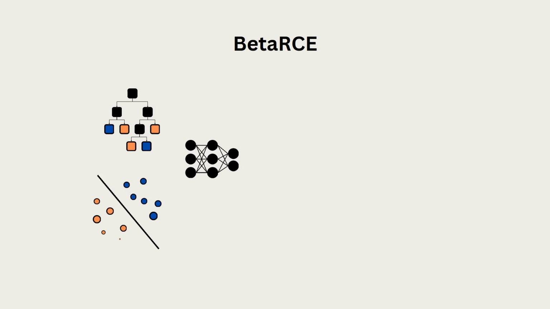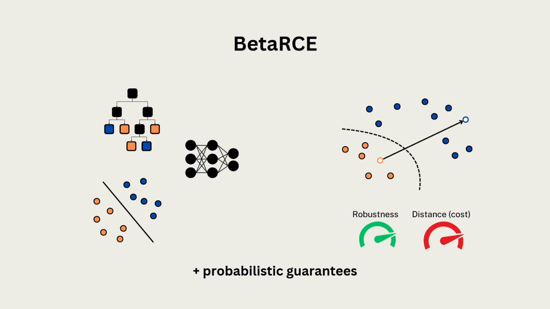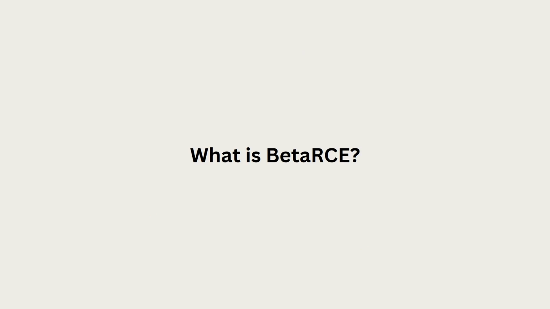In this work we propose beta RCE, a probabilistic framework that makes counterfactuals robust to model changes. Unlike most existing methods, it accepts any type of the underlying black box model, offers probabilistic guarantees, and it also gives users control over the trade-off between robustness and the cost of the counterfactual. So, how do we achieve this?